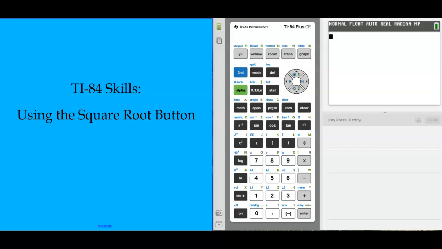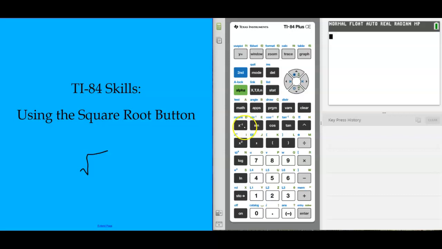Let's take a look at the square root feature on your TI-84 calculator. We're going to locate the correct button, and then we're going to talk about how to use it. So remember, a square root symbol looks like this. This is what we're going to be looking for on the face of the calculator. Take a couple minutes to search for it.